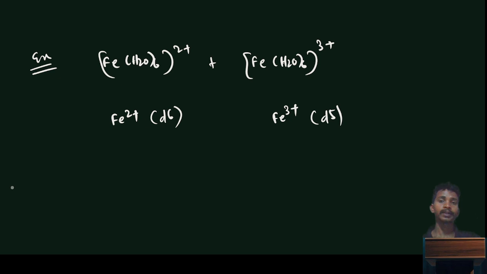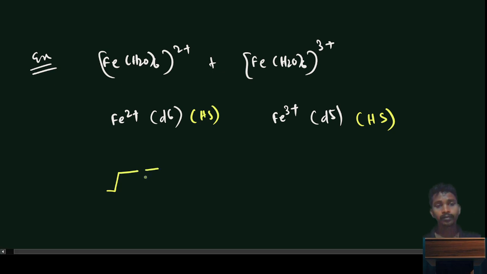As I said, for the 3d series with the +2 oxidation state, even en ligands give high spin complexes, meaning all are weak field ligands. So this is also high spin. And for the +3 oxidation state, up to and including water, all are weak field ligands. So this is again a high spin complex. So make the bonds.